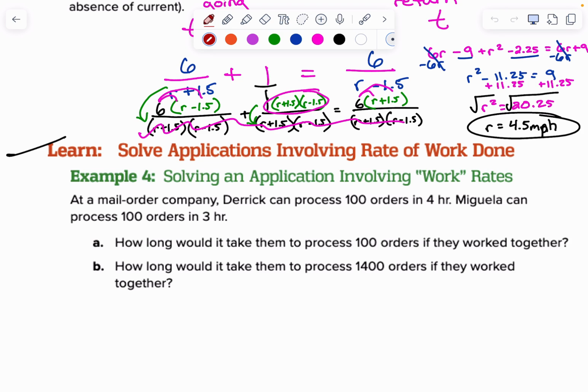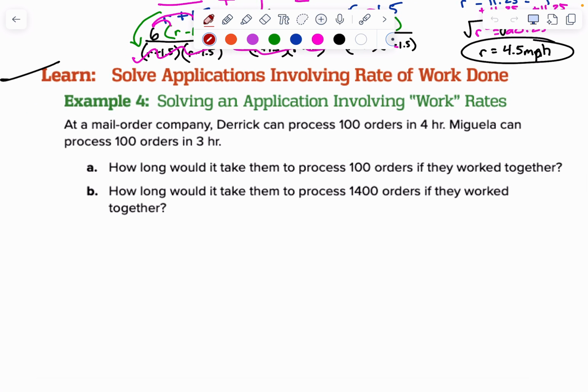Example 4 in the notes. A mail order company. At a mail order company, Derek can process 100 orders in 4 hours and Miguel can process 100 orders in 3 hours. How long would it take them to process 100 orders if they work together?